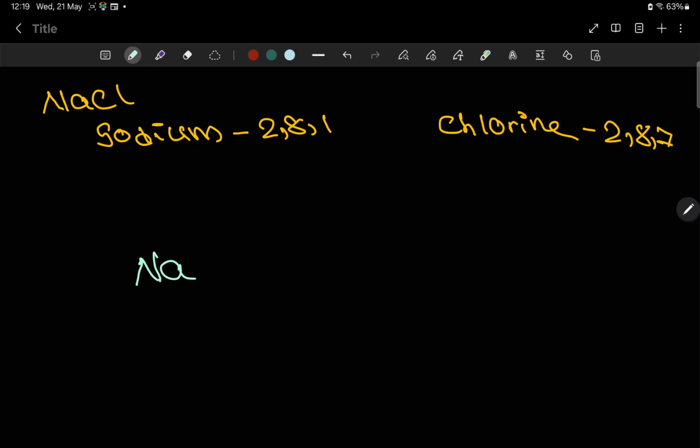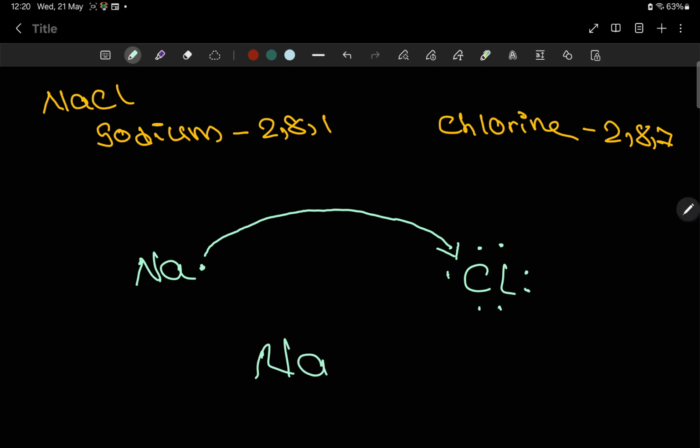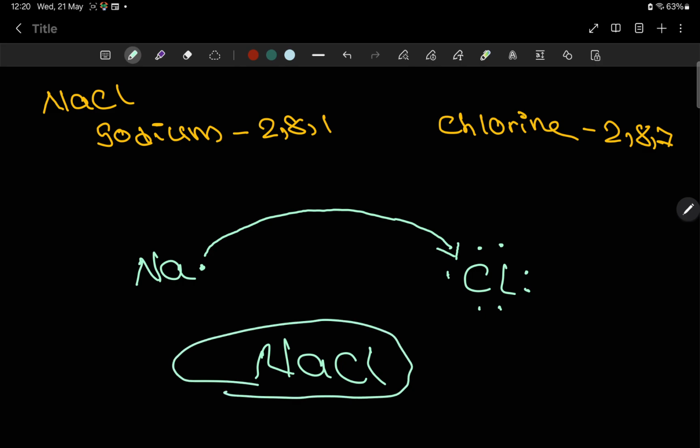NaCl, right? Sodium has 1 electron in its valence shell and chlorine has 7 electrons in its valence shell. So sodium needs to lose this 1 electron to attain its octet configuration, and chlorine needs one more electron to attain its octet configuration. So sodium will donate this electron to chlorine, and chlorine gains that electron, and they both attain the octet configuration, forming the compound NaCl.